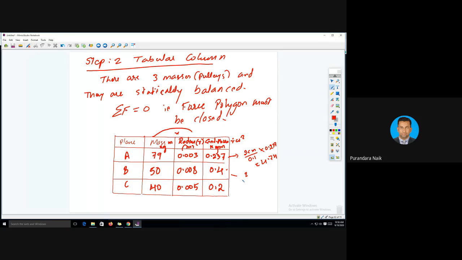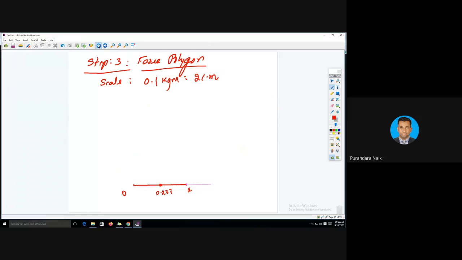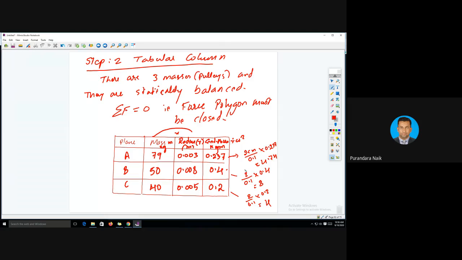2 centimeter divided by 0.1 into 0.4 gives 8 centimeter. Look at the third one: 2 by 0.1 into 0.2 gives 4 centimeter. Do the calculation like this. Okay, for the second one, I don't know the angle, but I know the length.